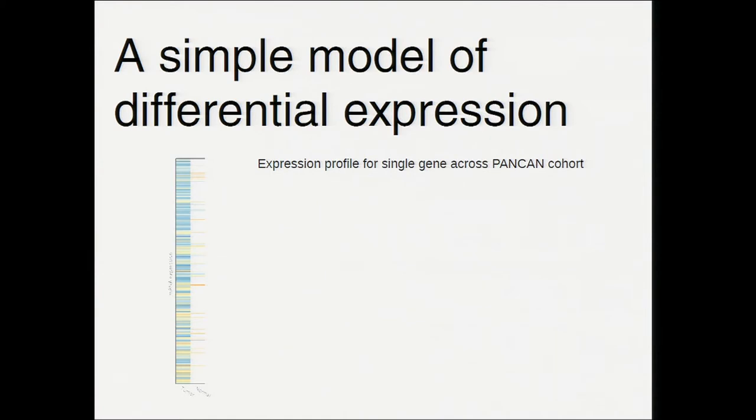Sorry, this isn't coming out too clear, but on the right, we're going to start by defining a very simple model of differential expression. This is an example of one gene profile across TCGA, so about 8,000 patients. Over here, you can see that about 600 patients have matched adjacent normal tissue samples. So the first thing we're going to do is take this data and throw away about 90% of it. We're only going to look at the matched tumor normal samples.